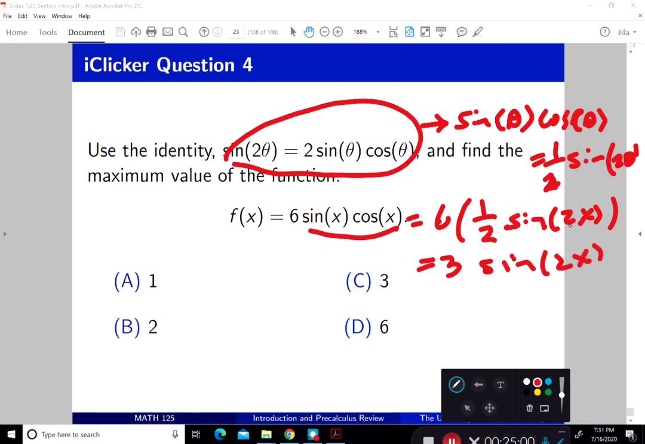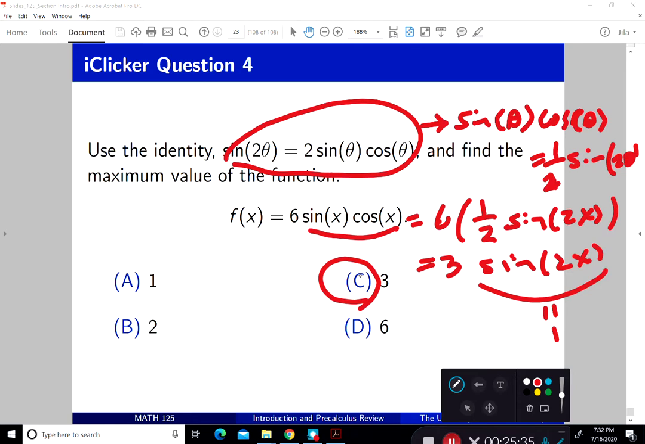So when is this function maximum? When the sine is maximum. And when does that happen? When the sine of the angle is equal to 1, whatever the angle is inside. So the answer to this one is going to be C, because 3 is the maximum value of the function.